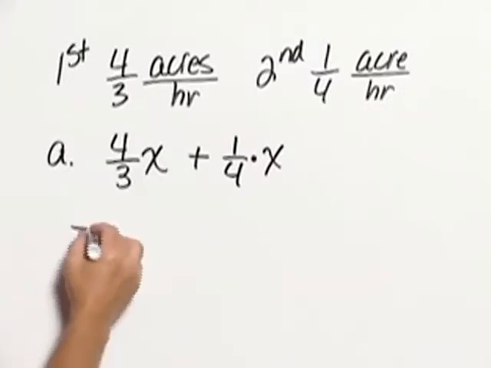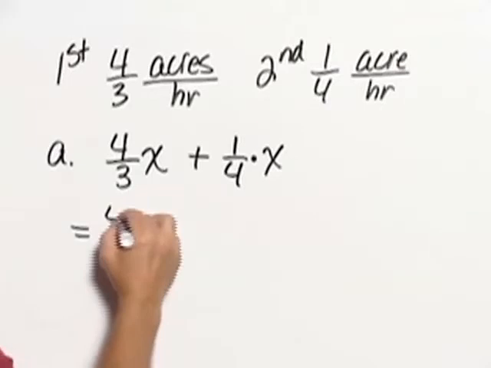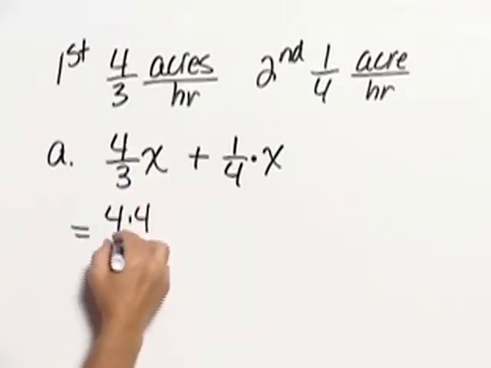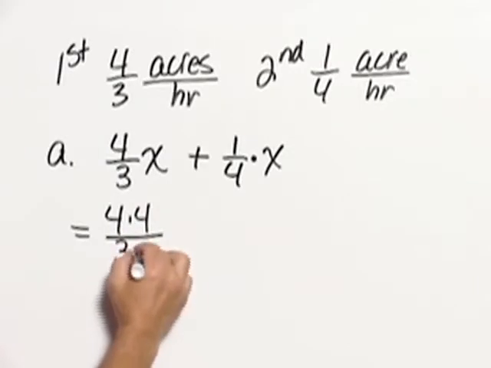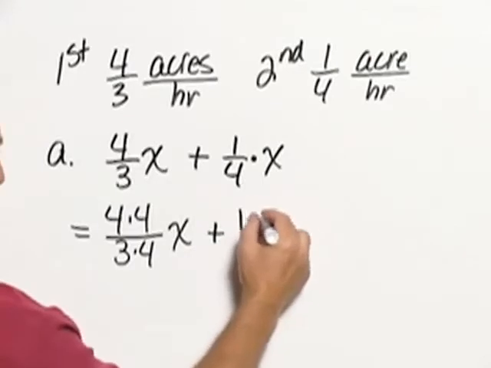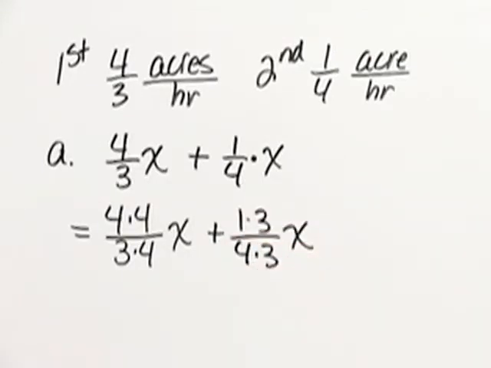To add these together, we've got to find the common denominator, which is 12. That means multiplying this fraction on the top and bottom by 4. So 4 times 4 over 3 times 4, X. That gives us a common denominator of 12 for that fraction. And here we would multiply numerator and denominator by 3. 1 times 3 over 4 times 3, X.